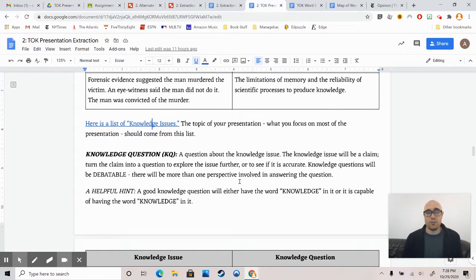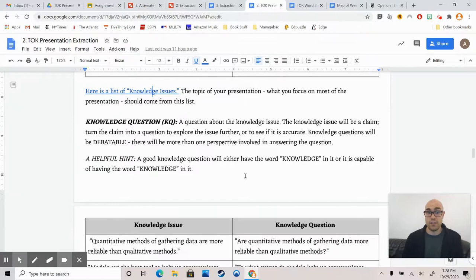The knowledge question, the dreaded knowledge question that everybody's afraid of because they're really, really difficult. A knowledge question is really just a question about that knowledge issue. Is qualitative data gathering methods better than quantitative? That's a knowledge question. It's actually very, very easy. It's very easy if you start with a claim first, actually. So I would, if I were you, have a debatable claim about the knowledge issue. Let's say qualitative methods are better than quantitative methods. That is a debatable claim that you can make about gathering data.